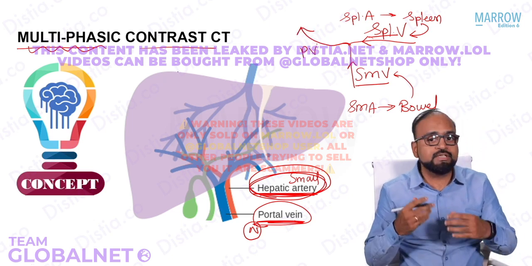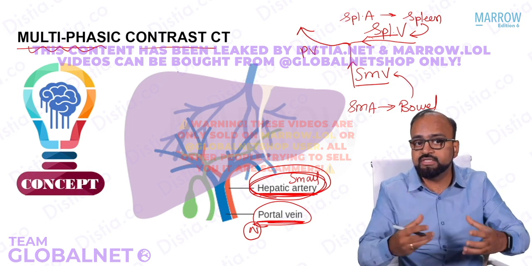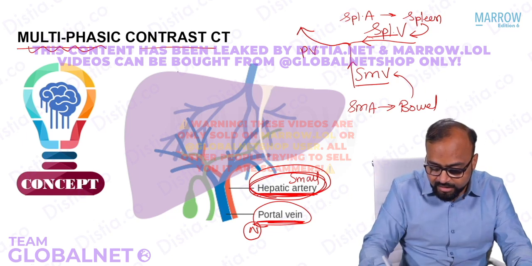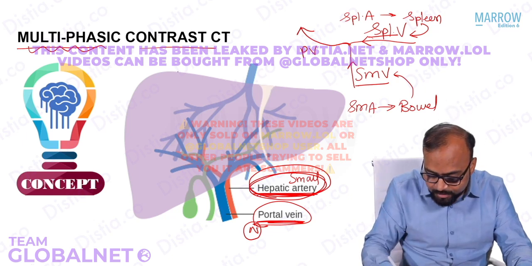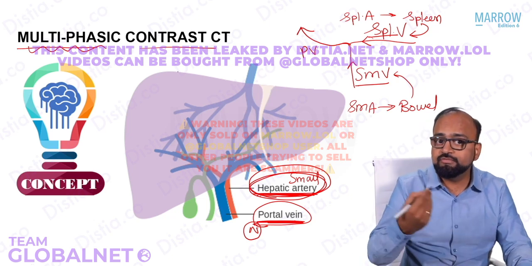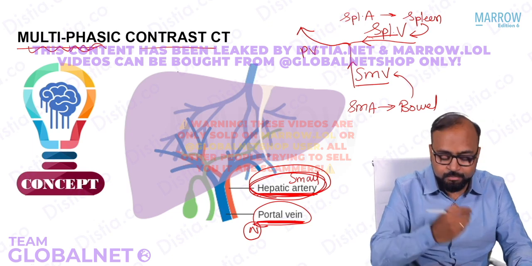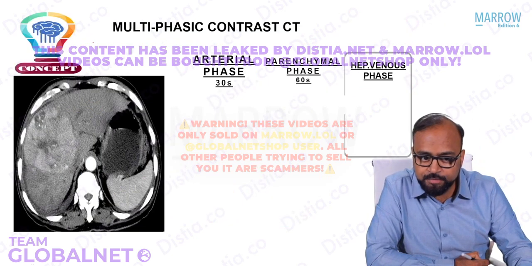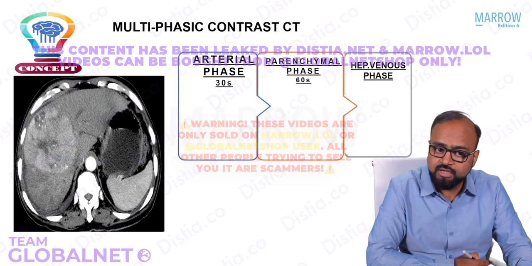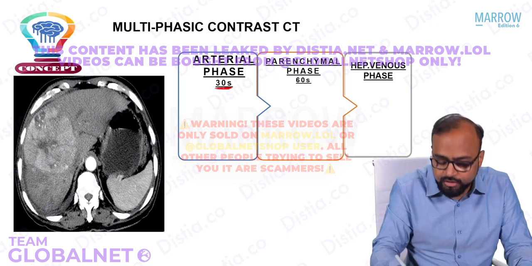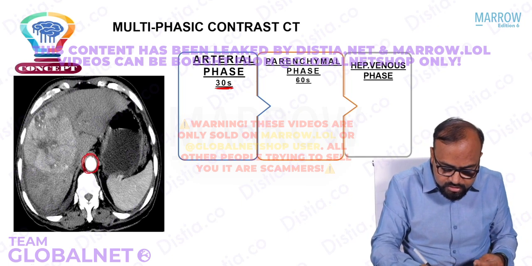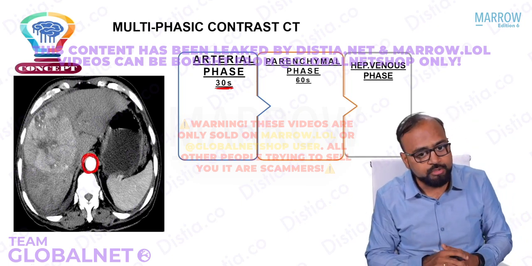Do you realize that? So once we inject contrast, we obtain images at certain intervals, and at those intervals, contrast is either in the hepatic artery, when it is called arterial phase, or it is in the portal vein at a later stage, when it is called portal venous phase or parenchymal phase. These multiple phases of images that we acquire are called multiphasic contrast CT. So see here, we obtain an arterial phase, parenchymal phase, or a hepatic venous phase. At around 30 seconds from injection, the contrast comes into the artery. So what is this image that you see here? This is an arterial phase image that you are able to see here.